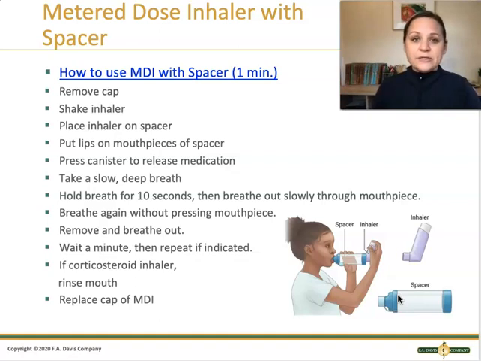Then taking another deep breath without pressing the canister again. So they're getting really 2 breaths with the same canister pump. Waiting a minute, then repeating if necessary. And again, rinsing their mouth if it's a steroid inhaler and replacing the cap of the metered dose inhaler. You'll see a link to a 1-minute video with a demonstration down in the description box, and I would encourage you to check that out as well.